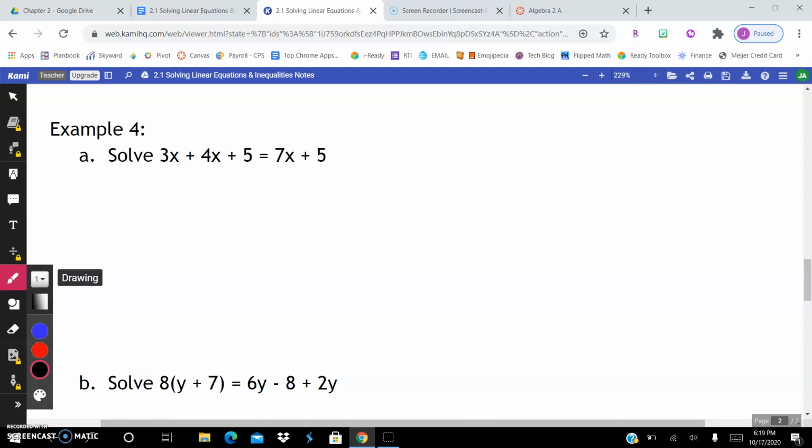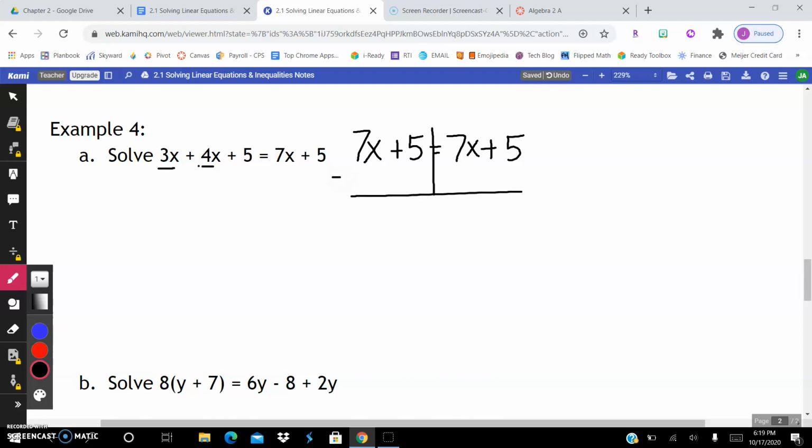So for example 4, we're going to solve here. And notice on the left-hand side of the equal sign, I have 3x and I have a 4x. So I'm going to combine those. So that's 7x. And then I have that plus 5. And then on the right-hand side, I have 7x plus 5. So right here, you can see they're both exactly the same. So that tells me right now it's going to be an identity.